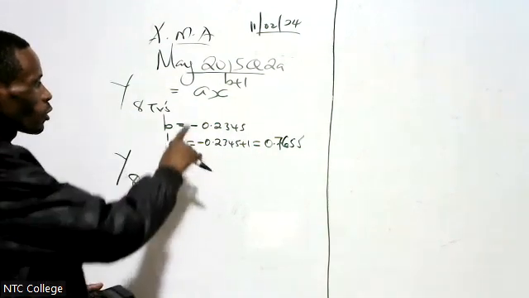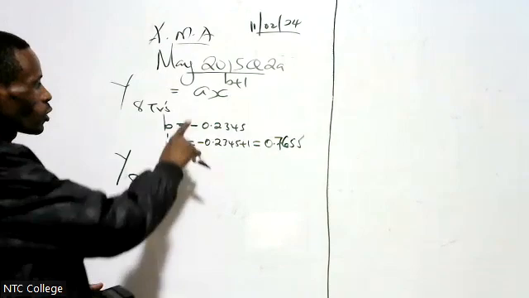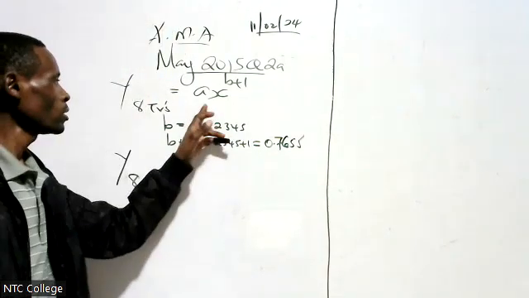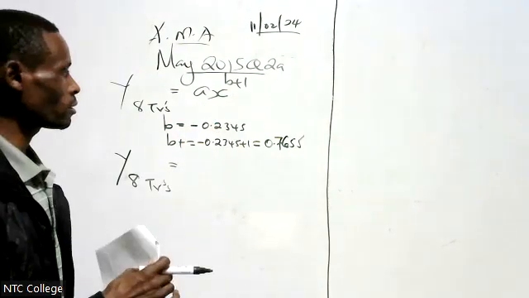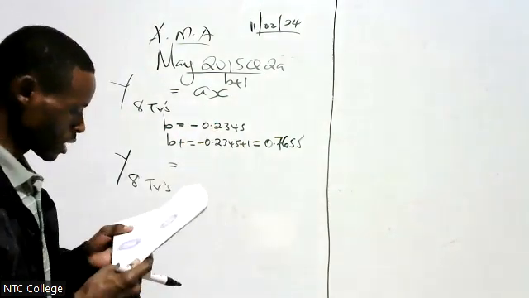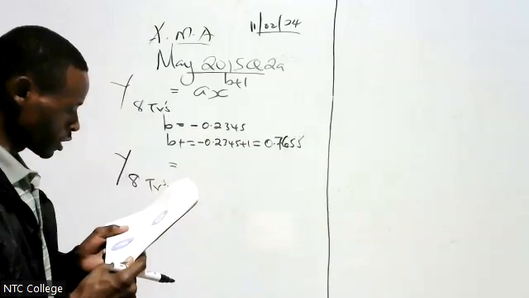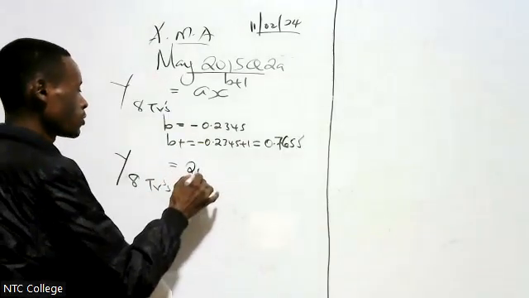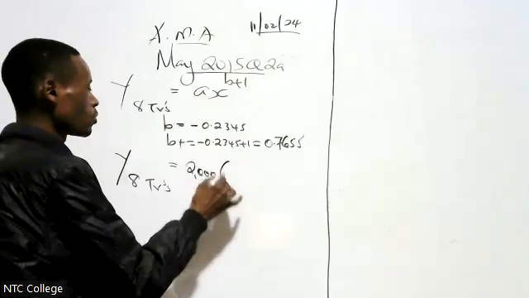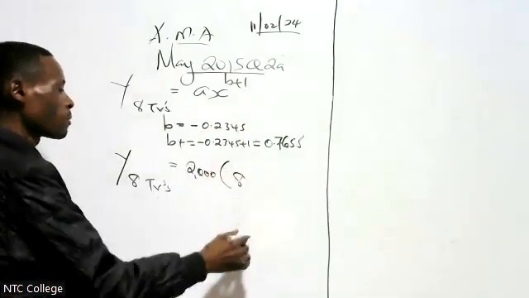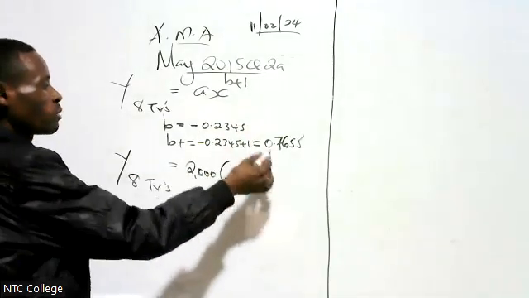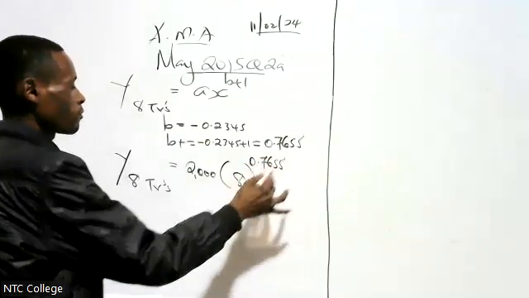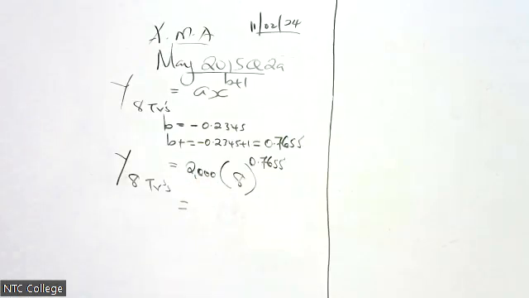Then, therefore, my total time for 8 TVs, time taken to produce the first TV, which is A. We said A denotes time taken to produce the first unit. In this case, it's TVs, given in note number 2 to be 2000. So I have 2000 into how many TVs? 8 of them. Then I raise to B plus 1, 0.7655.